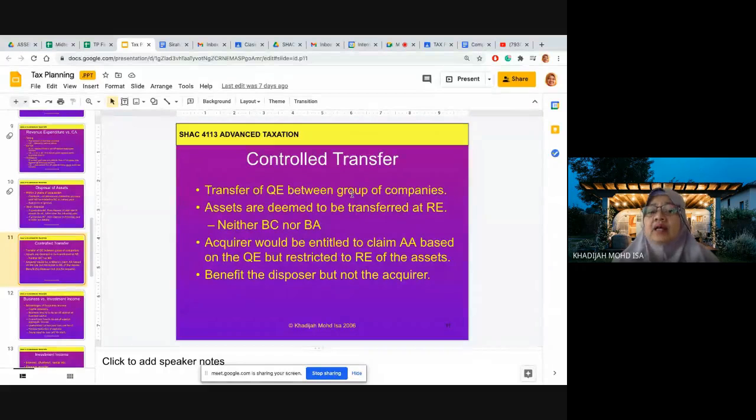So generally, control transfer is this. There's no BA and BC, and you have to decide which year the disposer claims and which year the acquirer will start claiming on the asset. Okay. So far so good.